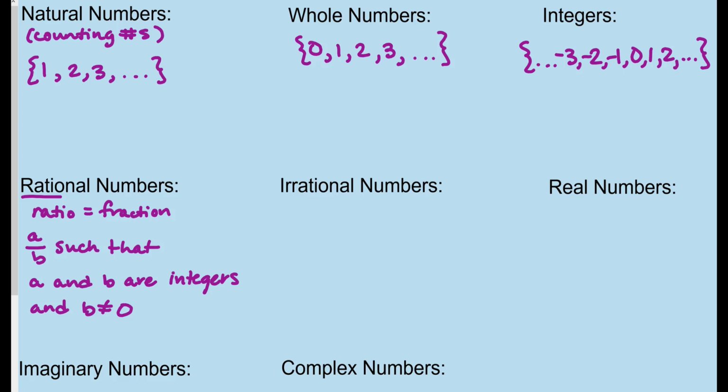Okay, let's go back. So irrational numbers would be, if you think about the prefix ir means not, like irregular. Irrational numbers are going to be numbers that are not rational, but they have to be real numbers. Real numbers that are not rational.